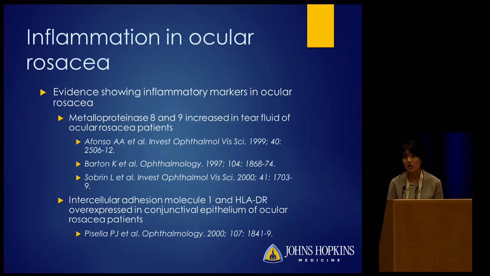So now these studies were all done in patients primarily with skin involvement, and the biomarkers were measured in skin tissue. If you look at some earlier papers in the ophthalmology literature, they do look at some inflammatory markers that are found in ocular rosacea patients. So we have metalloproteinase 8 and 9 that were increased in tear fluid of these patients, and then we have overexpression of ICAM1 and HLA-DR in the conjunctival epithelium. But at this point, no studies to date have looked at whether the findings they see in the skin with cathelicidin and protease activity are also on the surface of the eye for ocular rosacea.